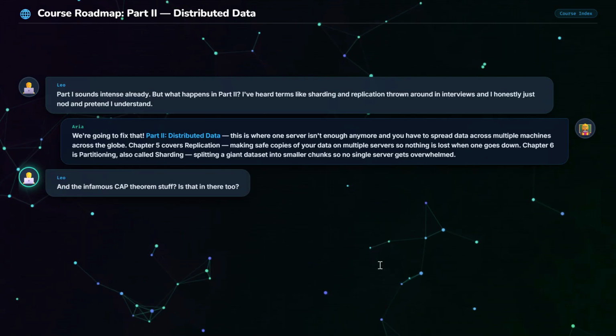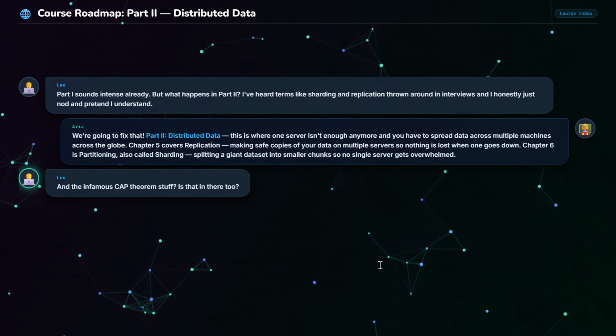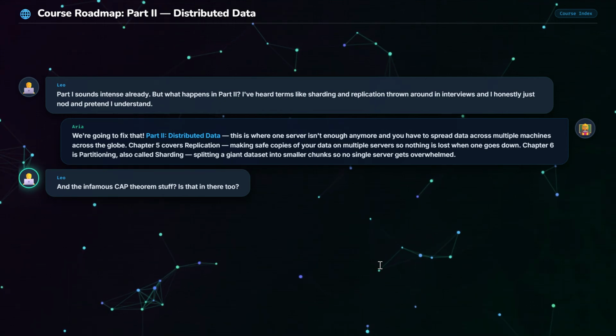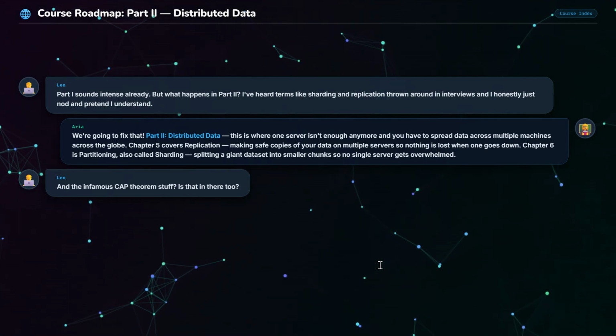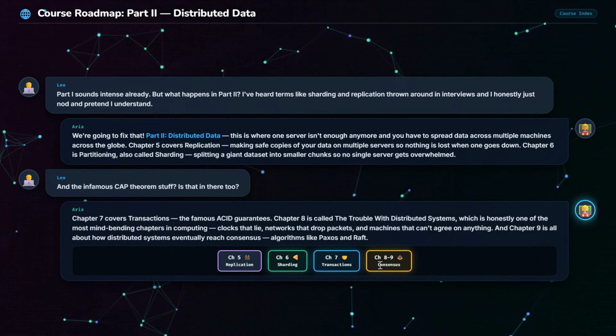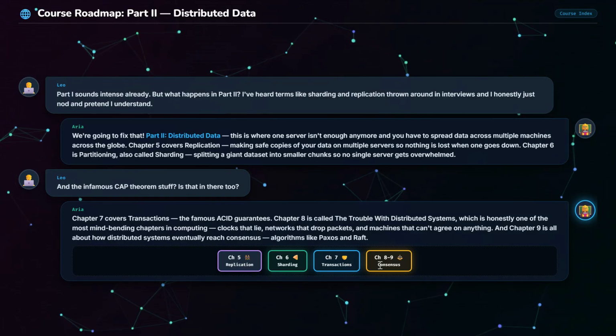And the infamous CAP theorem and consensus stuff. Is that in Part 2 as well? Chapter 7 covers transactions and the famous ACID guarantees.